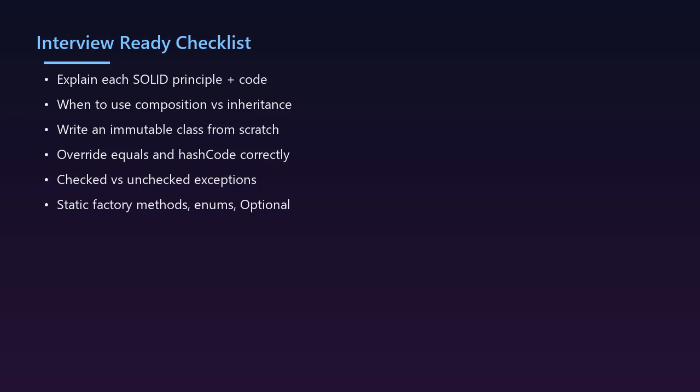Quick interview checklist. Can you explain each SOLID principle with a one-line definition and a code example? Can you show when composition is better than inheritance? Can you write an immutable class from scratch with defensive copies? Can you override equals and hashCode and explain why both are needed? Do you know the difference between checked and unchecked exceptions? And can you mention a few Effective Java tips: static factories, enums, Optional? If you can do all of these, you are in great shape for any OOP interview.